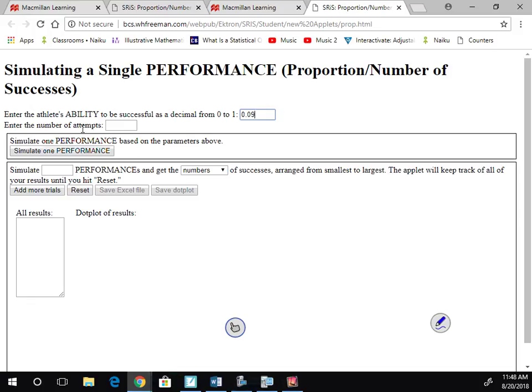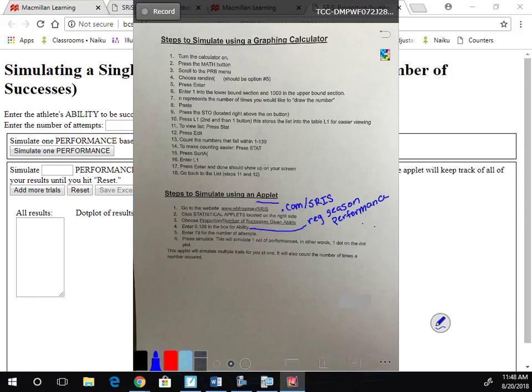Enter the number of attempts. The number of attempts comes from the playoffs or the post or preseason or whatever we're looking at. So how many attempts did he have in the playoffs?